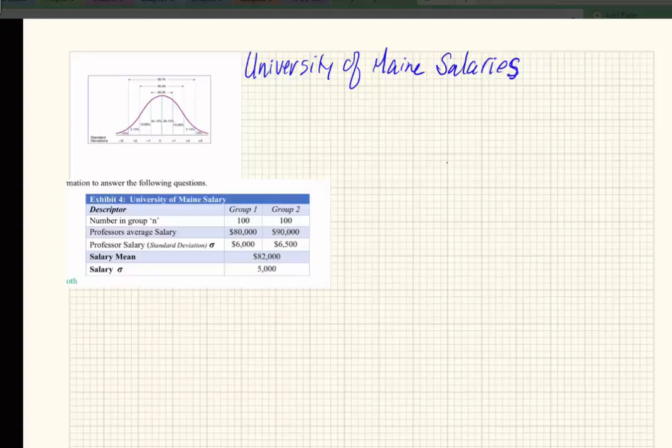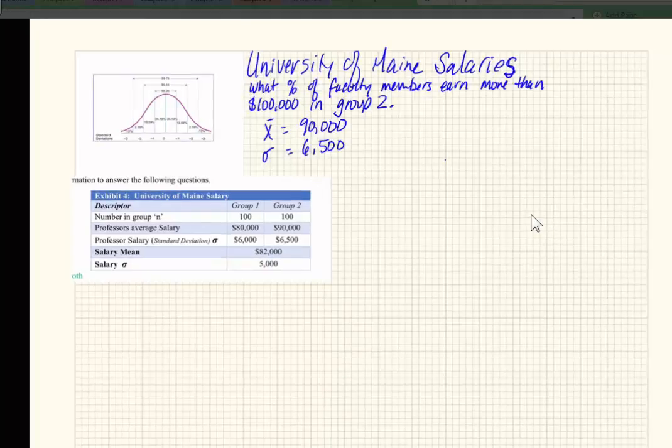One that a number of people struggled with was the problem that said too many faculty members earn more than $100,000 per year. So what's the probability that faculty members in group 2 earn more than $100,000 per year? So let's just step through how we might do that. First, let's write out the question so we know exactly what we're trying to do. So you can see I wrote out what percent of the faculty members earn more than $100,000 in group 2, and then I wrote out the mean and the standard deviation for group 2.